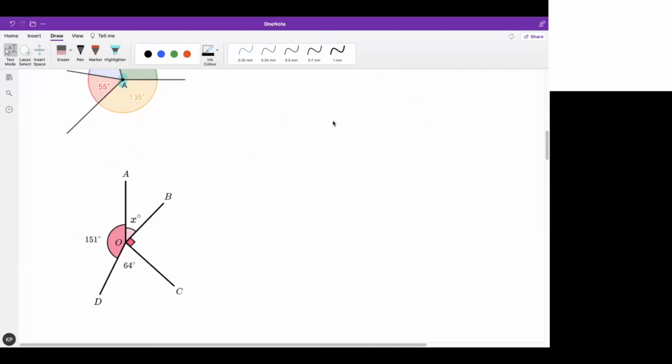Let's do it. So, ma'am, we're going to say 360 degrees equals 151 plus 64 plus X. Then we're going to add 151 plus 64, which gives us 212. So 360 minus 212 equals X. Then 360 minus 215. Therefore, X is equal to 145. I don't know if I'm right.